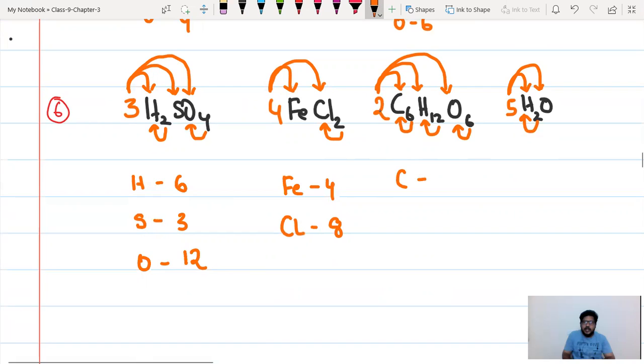Carbon, 2 from front, 6 from subscript, 2 into 6, 12. You can tell for hydrogen, 2 into 12, 24. For oxygen, 2 into 6, it's 12. And for hydrogen, 5 to 10. For oxygen, it is 5. You need to multiply and distribute all these numbers. And seventh variety.